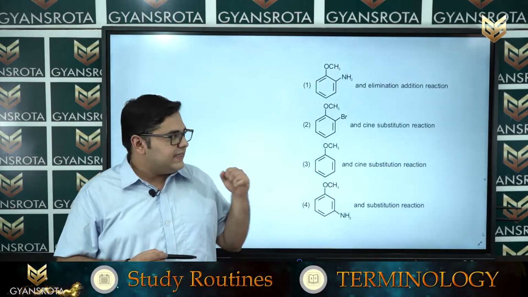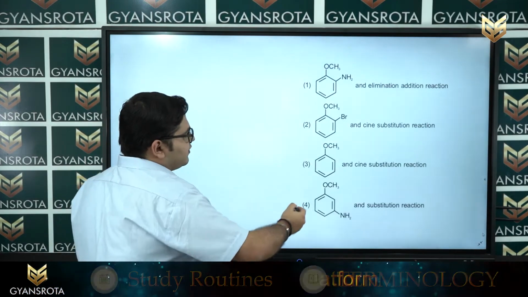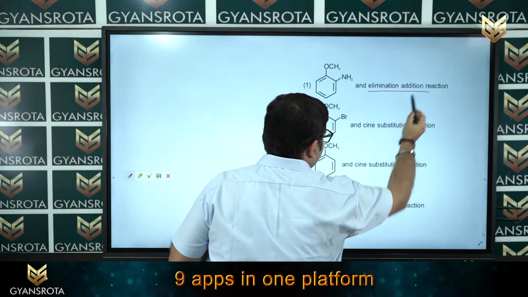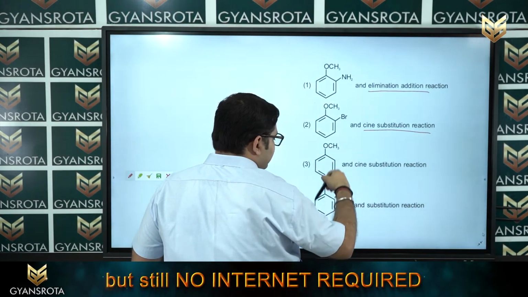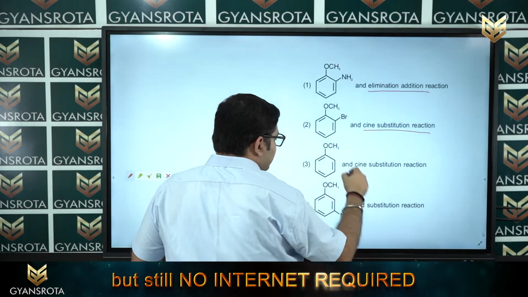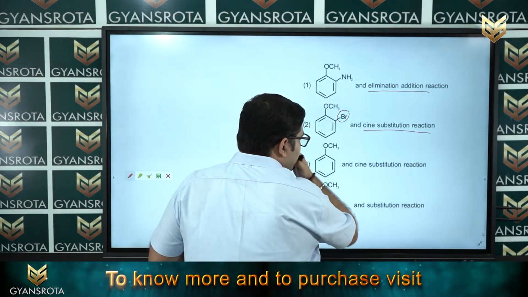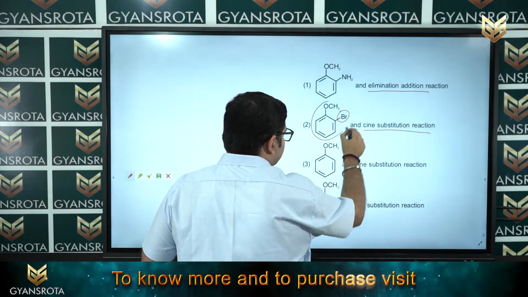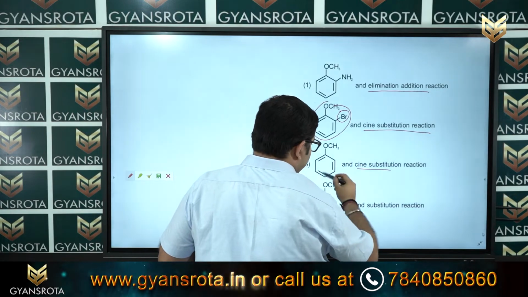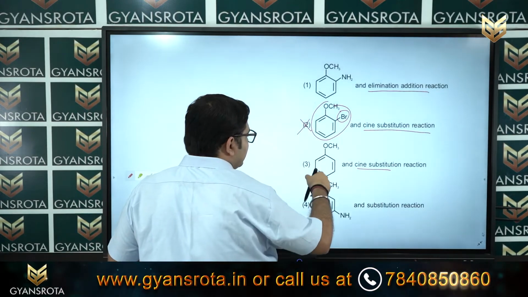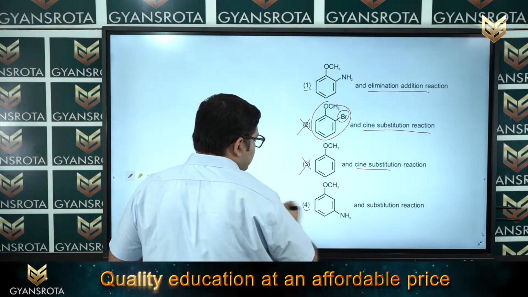So, if you see, these are the options of question number 4. If you see the first one, elimination addition, another one is cine. Cine is not possible, because if cine is required, then this bromine part will be replaced. Okay, cine substitution is not possible, and here also the product is not possible. So, this option we can neglect. Now, in this cine substitution, this NH2 group is not even there. So, this is not possible. You have to leave it out, so option number 1 and option number 4 remain.